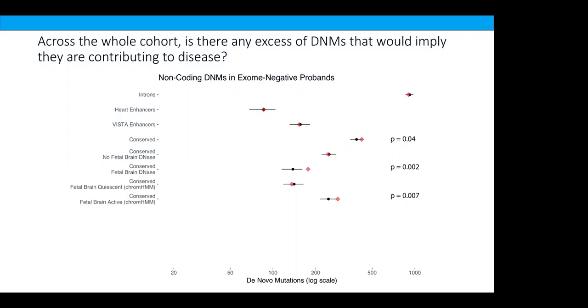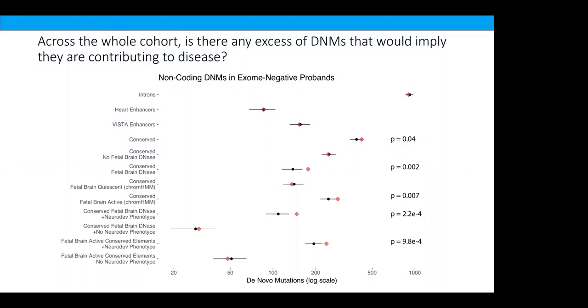And then the second filter we can do is to look at only the elements that are active in the fetal brain in the 80% of our probands that have a neurodevelopmental disorder. We again see that the enrichment is concentrated in the probands that have a neurodevelopmental disorder and have a mutation in a fetal brain active conserved element. And while the numbers are low, we don't see any enrichment in the fetal brain active conserved elements for the patients that don't have a neurodevelopmental phenotype.